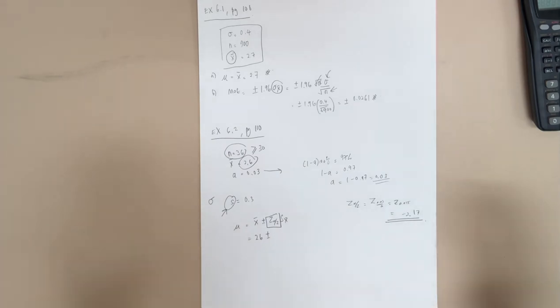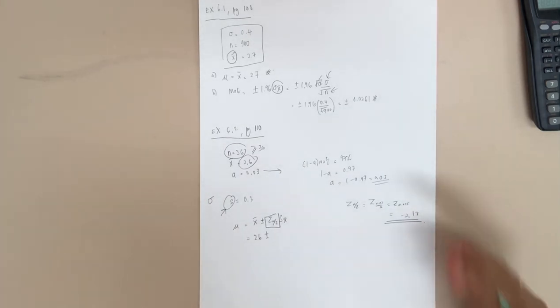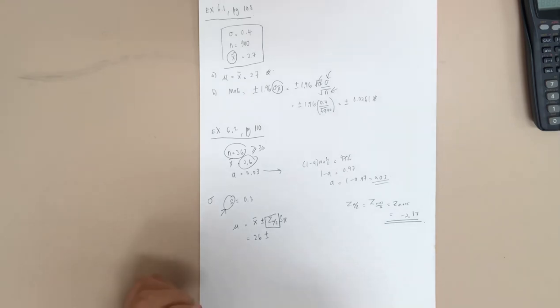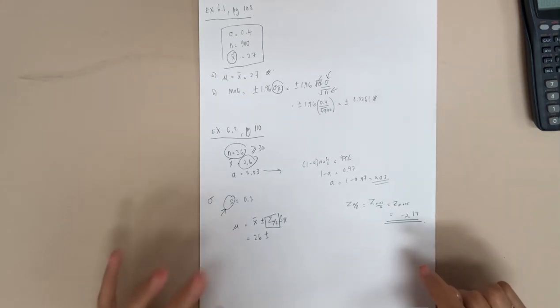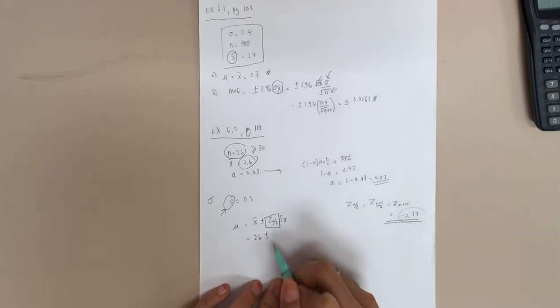You try to do it by yourself. Only then will you feel it, because if you just watch, you won't. I'm worried that when you meet a question later, you can't do it. Okay, I hope that you try to solve by yourself. So now just substitute what you have here, negative 2.17.